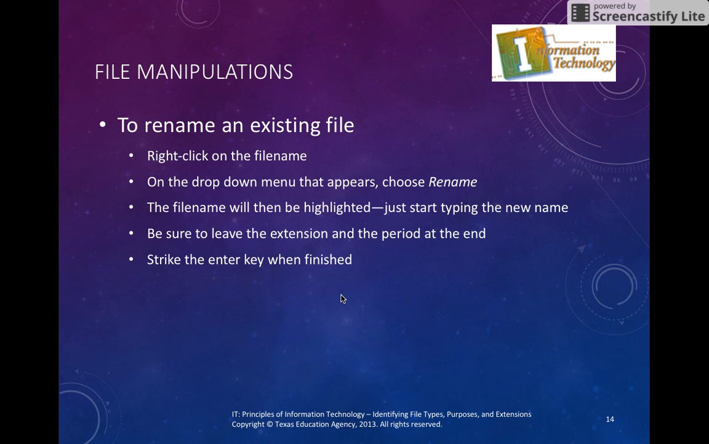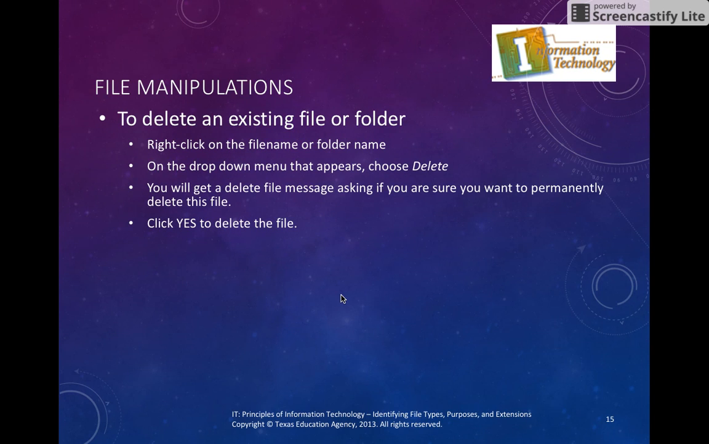So then what you would do is right click on the file name, and then on the drop-down menu you would choose rename, and then the file name will be highlighted and you can just start typing the new name. So be sure to leave the extension and the period at the end, and then hit the enter key when finished. Some of this is a little confusing, but once you do it in your work it will end up being pretty easy, I think. And of course, if you need help, always ask me.